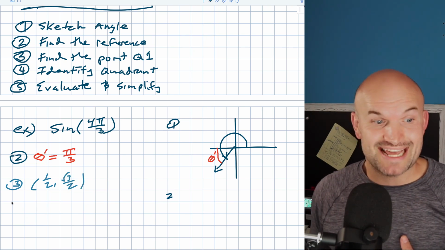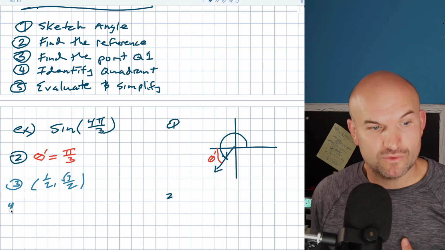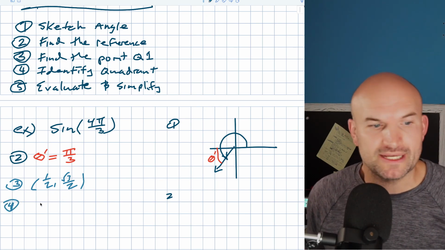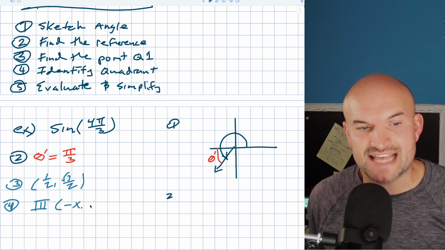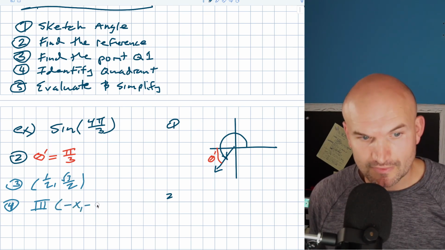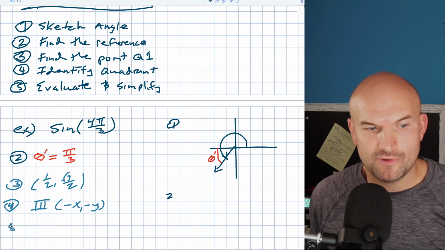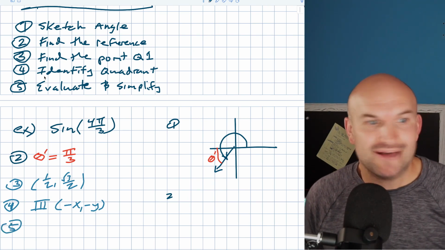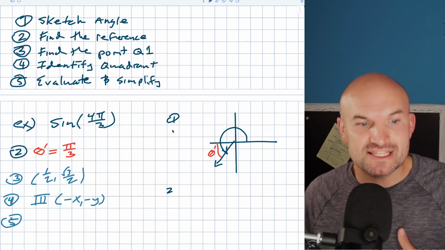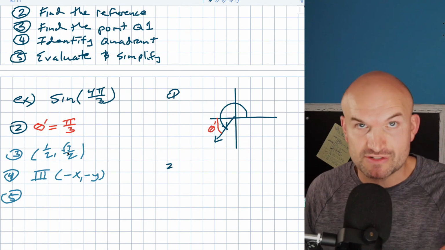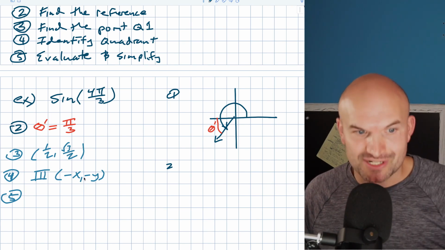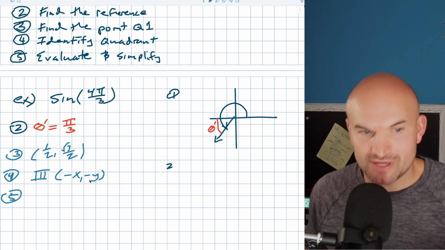Step number 4 is identify the quadrant. So which quadrant are we in? We are going to be in quadrant 3. Now, why is that important? The reason is because the x and my y are both negative. Why is that important? Well, because what is sine? Now we've got to evaluate. Sine represents the y coordinate. So what is my y coordinate? My y coordinate is square root of 3 over 2, but it's in the third quadrant, so it's a negative square root of 3 over 2.